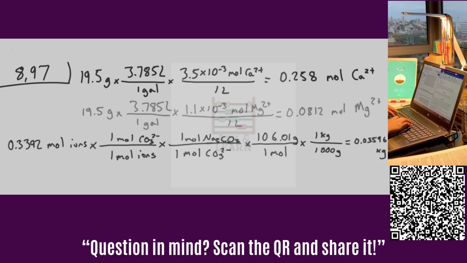But we need to know the percentage of sodium carbonate. So we put the mass of sodium carbonate, which is 0.03596 kilograms, and we divide by the total mass of laundry detergent, which is 0.65 kilograms. And then we actually multiply by 100 since we're looking for a percentage. And the value which we get is 5.5% sodium carbonate.